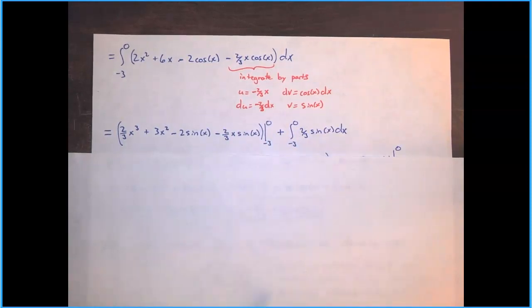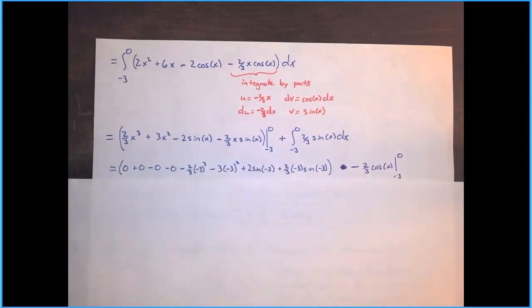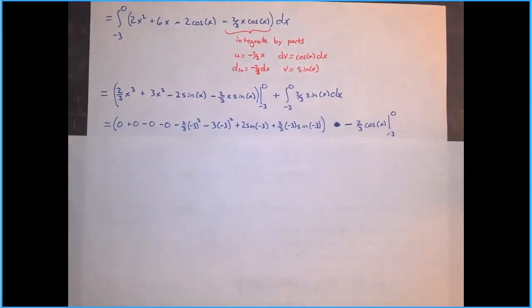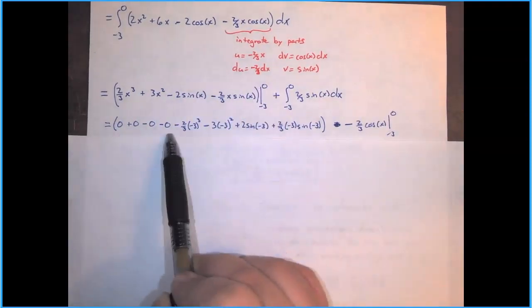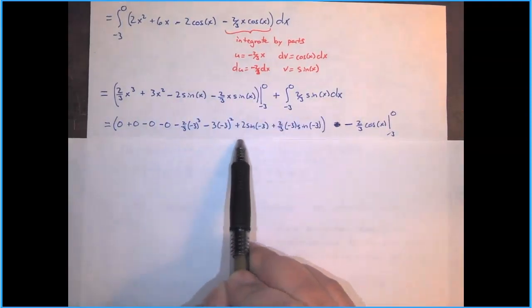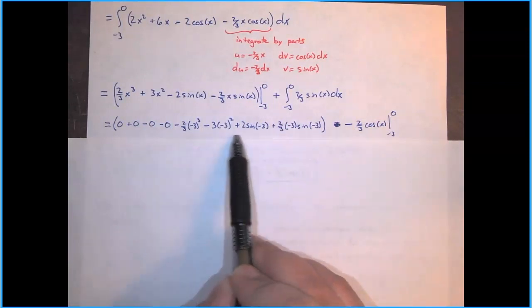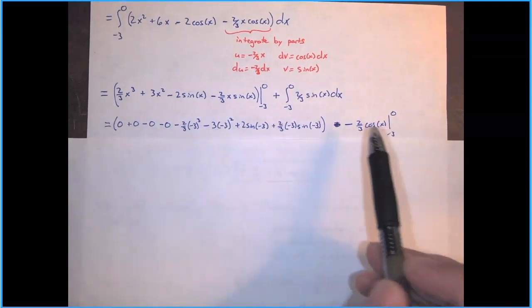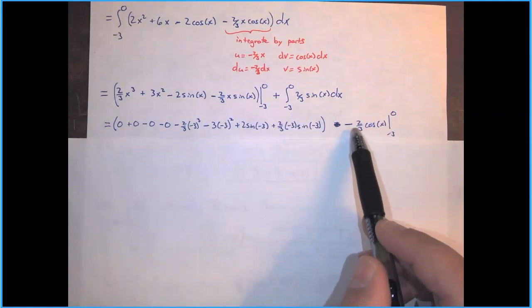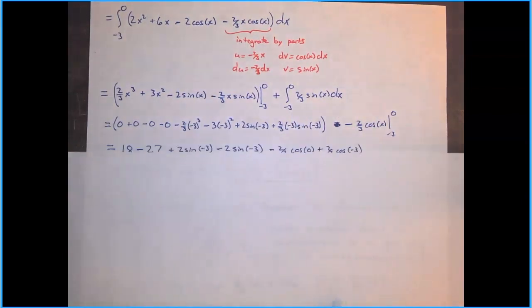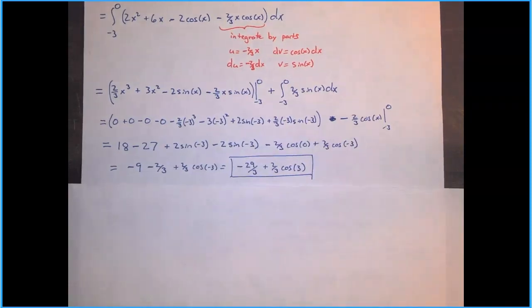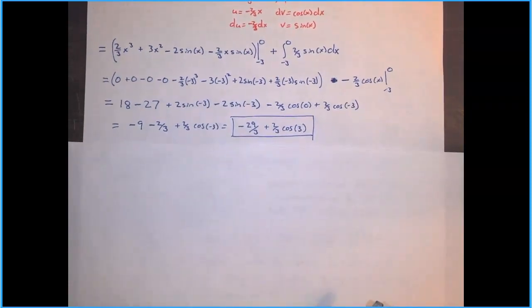Okay? So now for these terms, I'm just going to start plugging in numbers, and this integral I'm going to evaluate. And I get a bunch of zeros at first, because the upper bound is 0. I get a bunch of terms with negative 3 plugged in here. And then if I evaluate this integral, I get negative 2/3 cosine x from negative 3 to 0. And then the rest is just working it out. So nothing too spectacular here.